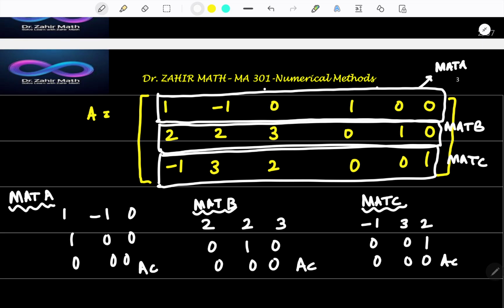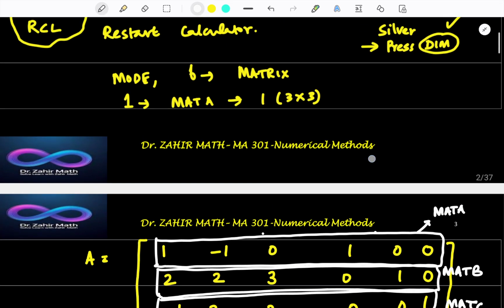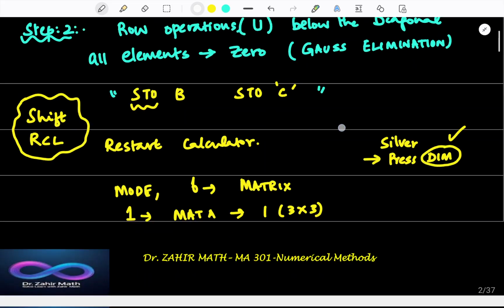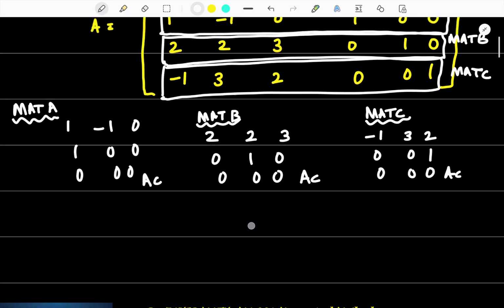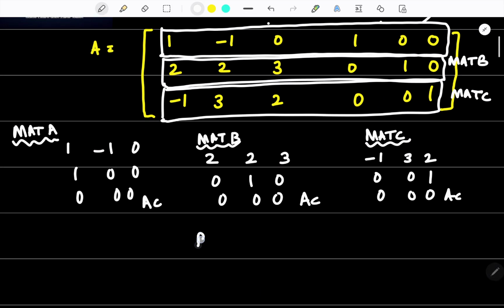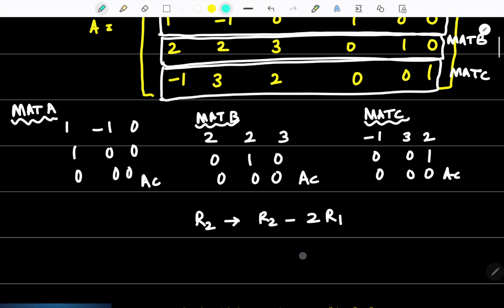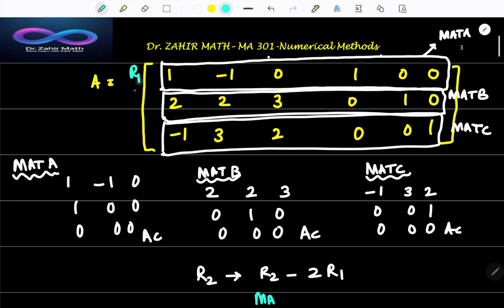Now your data is stored inside your calculator. Am I right? So mat A is ready, mat B is ready, and mat C is ready. Now first, the row operations, I'm going to do this one. Which one? R2 becomes, you just write R2 implies R2 minus 2R1. So in the calculator, now you are going to do this one. R2 is nothing but what? This is your R1, and this is your R2 and this is your R3, right?